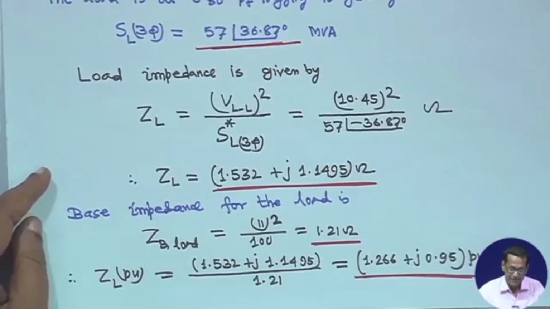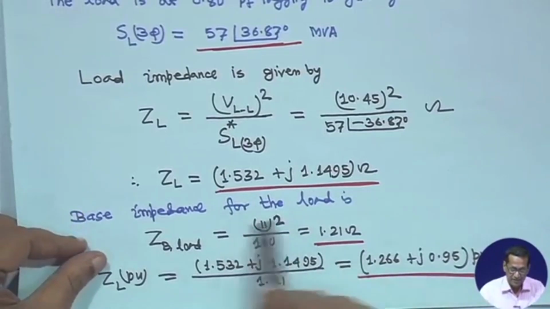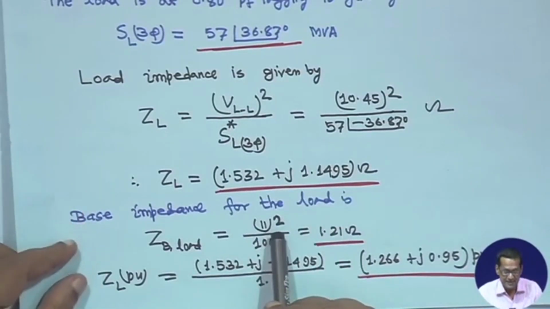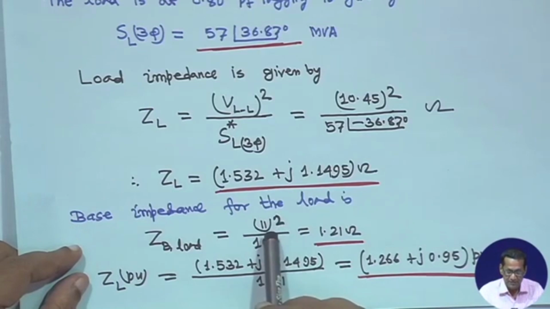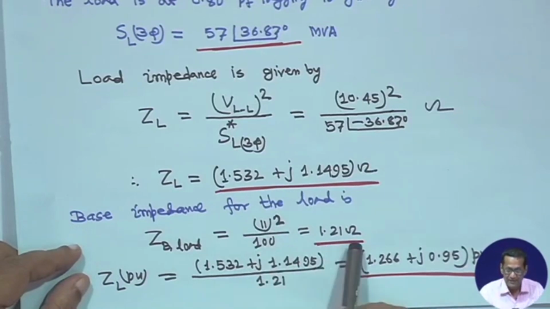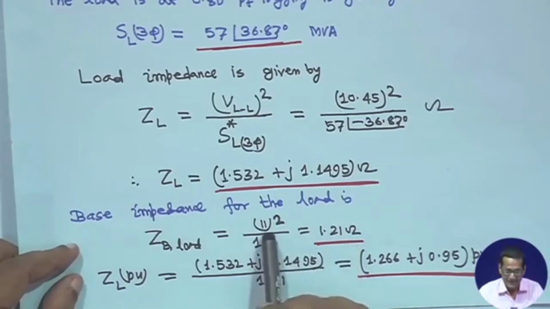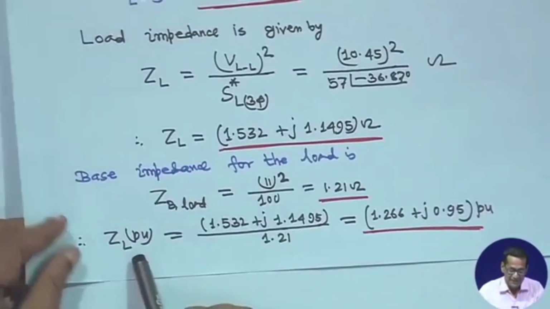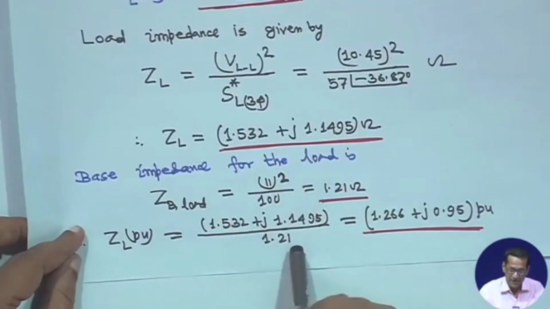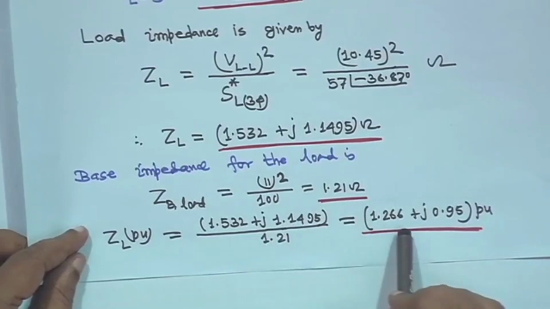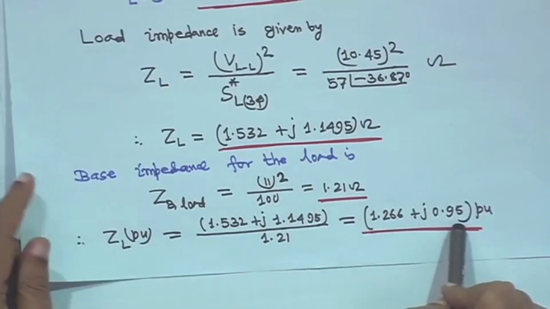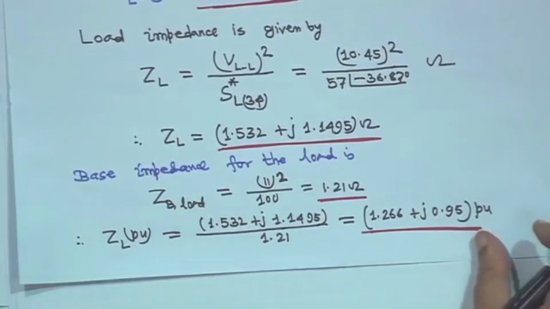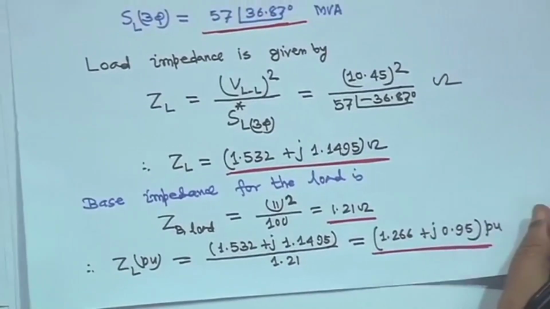Now, the base impedance of the load: we actually have 11 kV on the other side. So, 11 square upon 100 is 1.21 ohm. Therefore, ZL per unit, you divide the whole thing by 1.21, and you will get 1.266 plus j 0.95 per unit. I made this a little bit faster, because all examples we have shown.